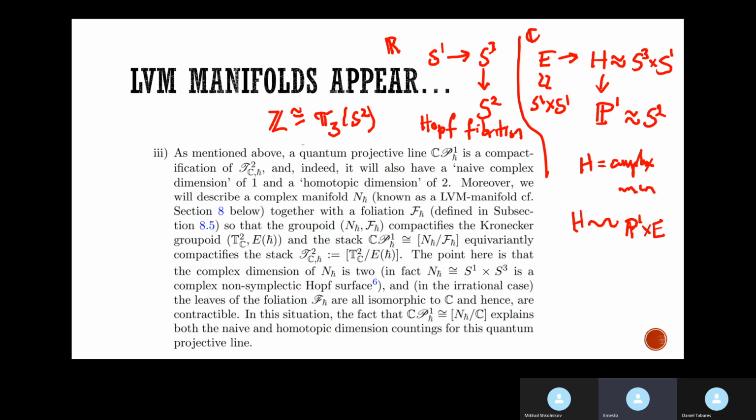Now these are complex manifolds. So S3 cross S1 is a complex manifold. But of course, the second cohomology of S3 cross S1 is 0, of course. So it cannot possibly have a symplectic form. There is no room for H to have a symplectic form. So H is not symplectic.